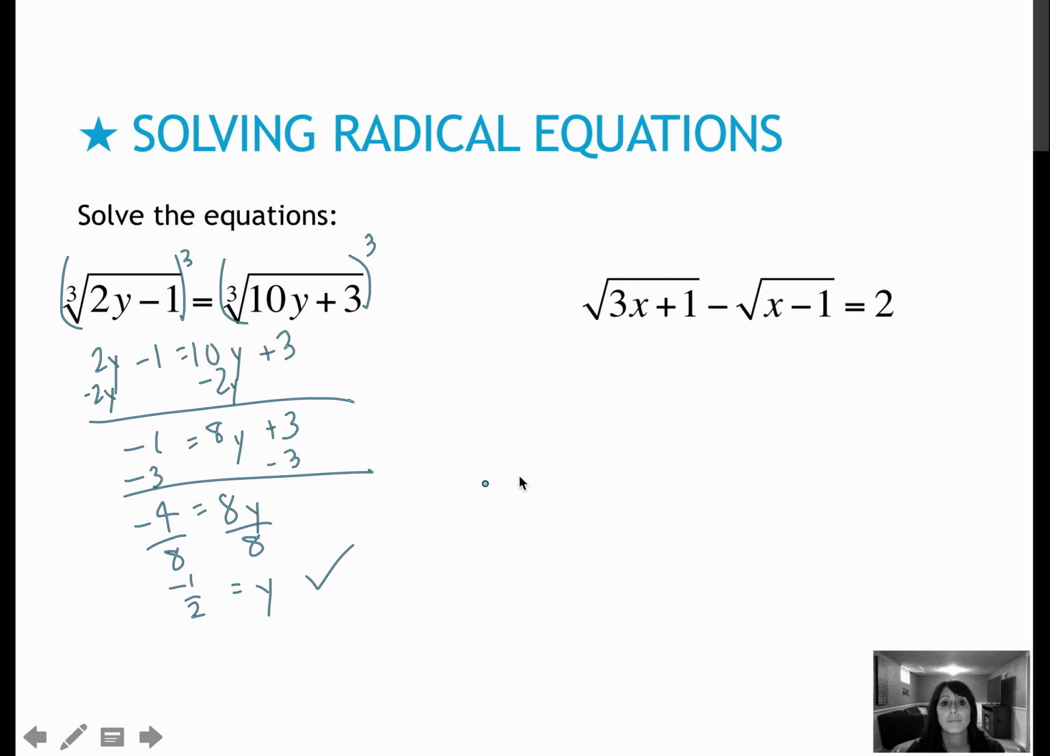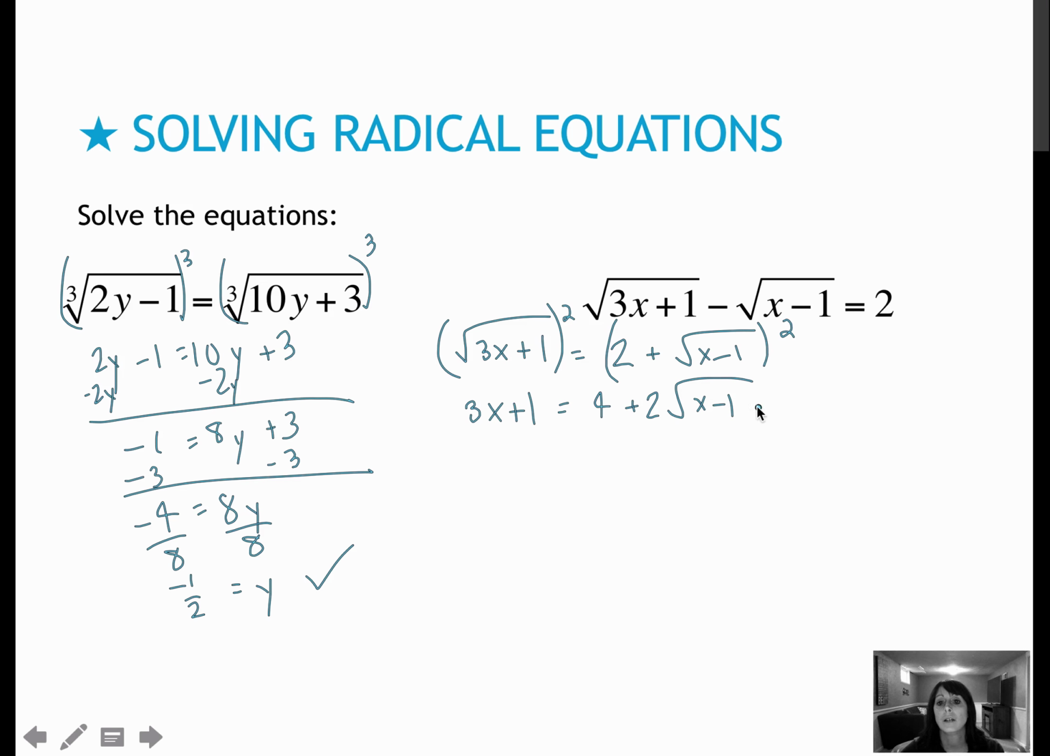This one works. For the other, I would move this radical to the opposite side. So I would have radical 3x plus 1 equals 2 plus the square root of x minus 1. Squaring each side would give me 3x plus 1 on the left, and on the right I would have 4 plus 2 of these, and then plus x minus 1.